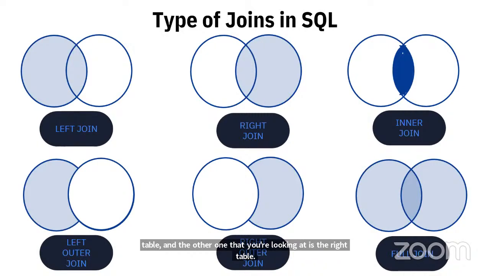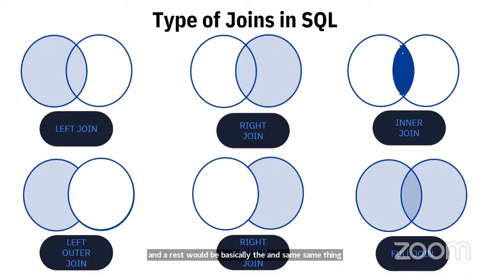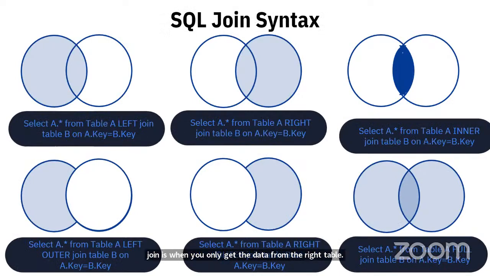And it's the same thing for the right join, but it would give the whole of the right table's data. And inner join is when there is a match between the left and right tables, and it would only give us the matching data between both tables. And full join is when you get all the data from both tables. And right outer join is when you only get the data from the right table. Now these are the different syntaxes for these joins.